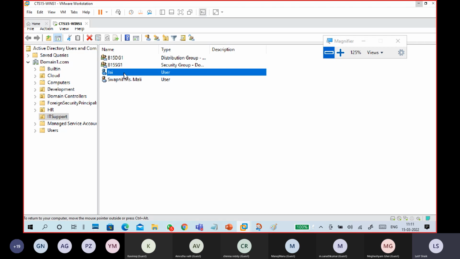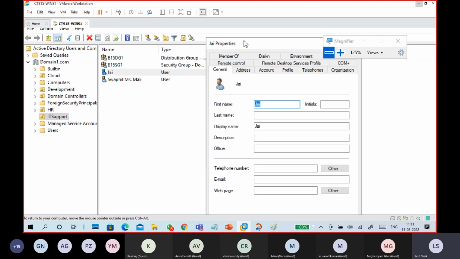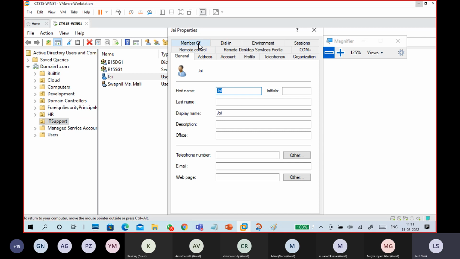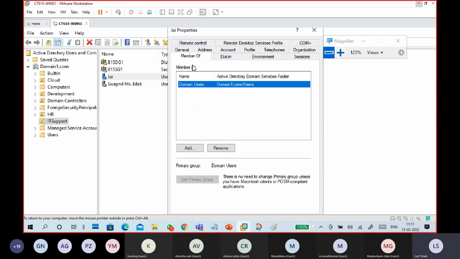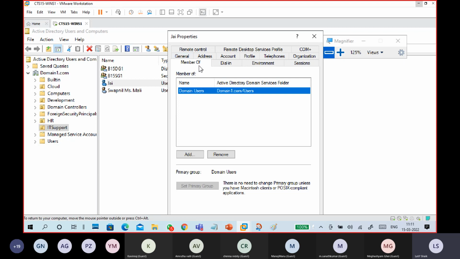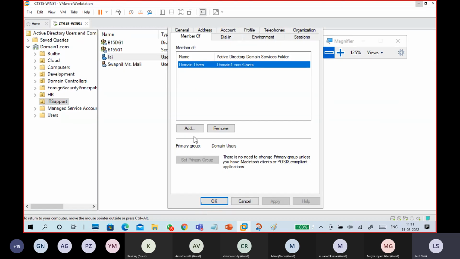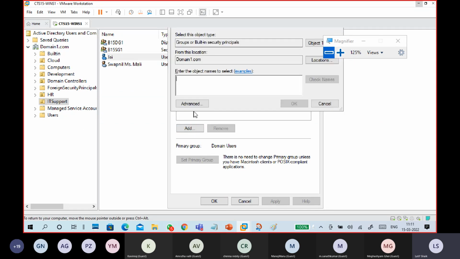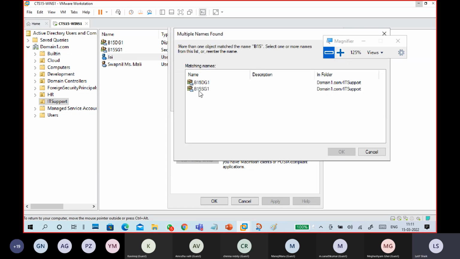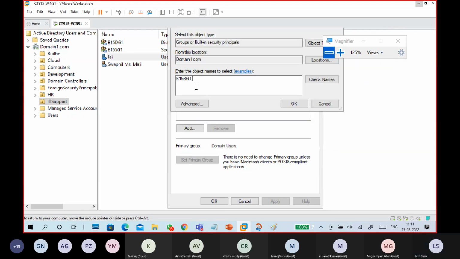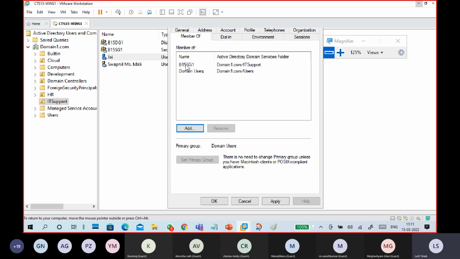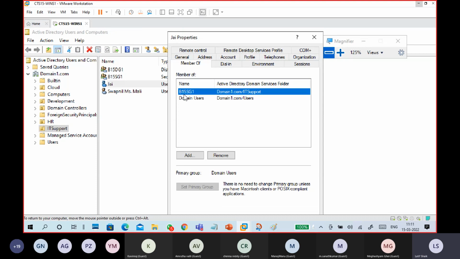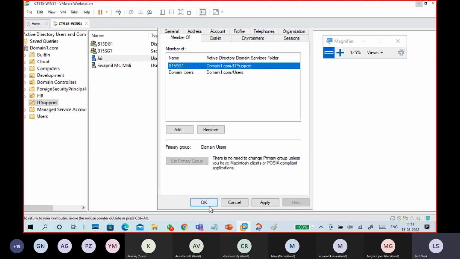Next, I want to add a user to this particular group. Okay, so how to add it? I'm going to the user first of all. Member of: this user is by default a member of Domain Users, which is another group. Just click Add, search for a group. I want to add it to SG1. Add it. Simple. So the user is a member of the B15 SG1 group.